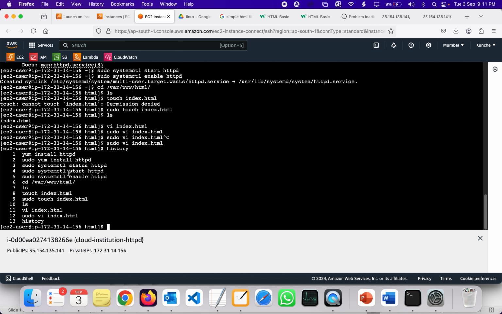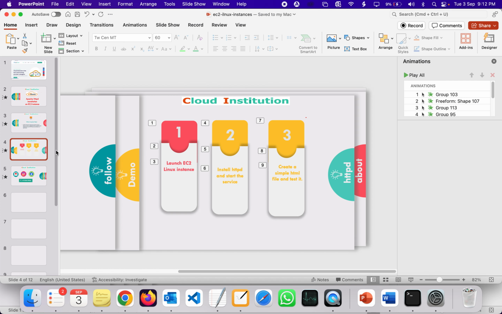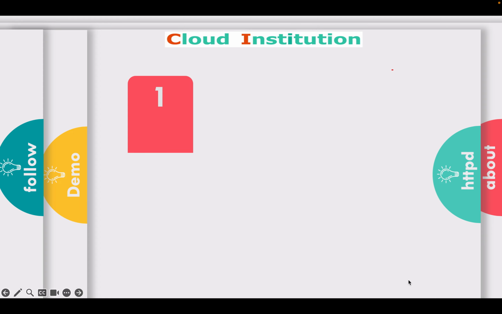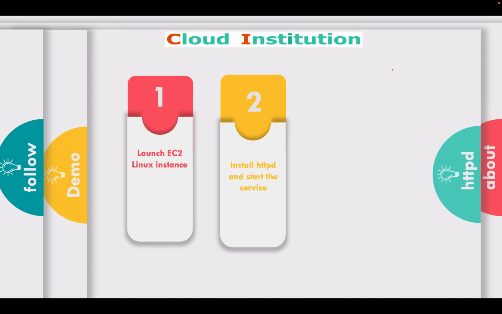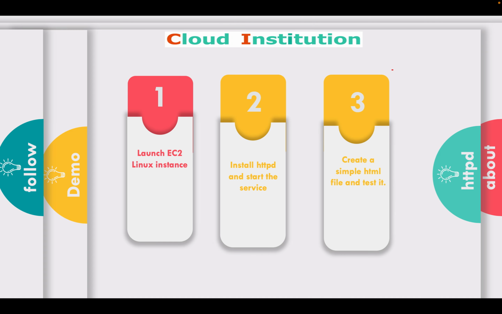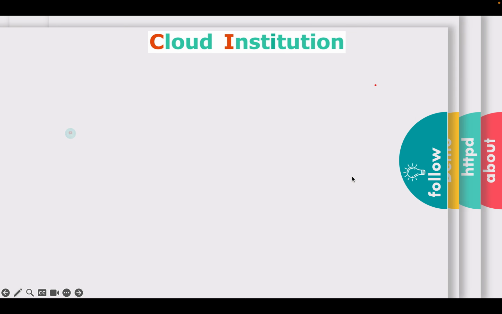Okay, so that is all for this one. In the next session, I'm going to show you how security groups work for these instances. In this session we have seen, first, launching the instance; second, installing HTTPD and starting the service; and third, creating a simple HTML file and testing it. That's all for this demo.